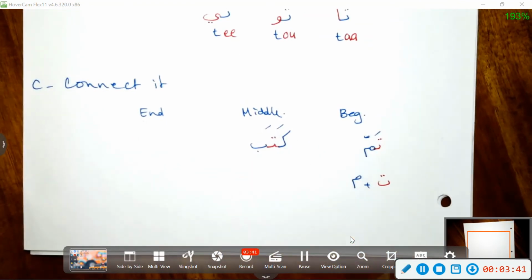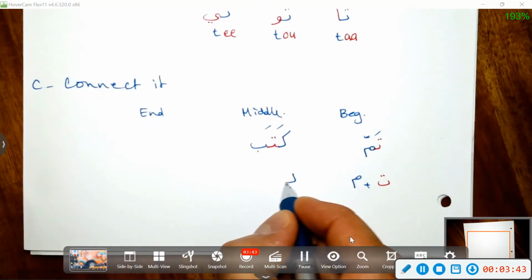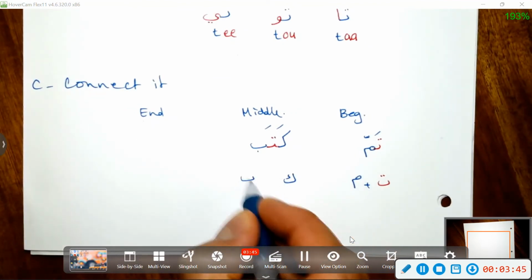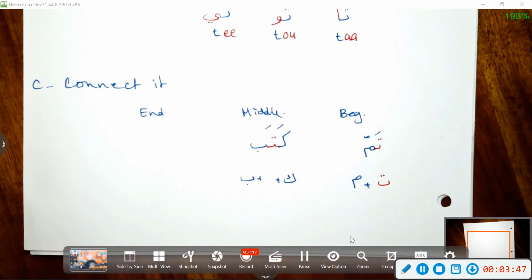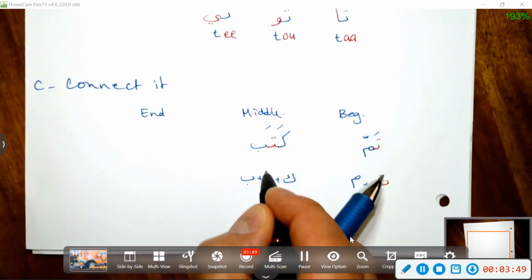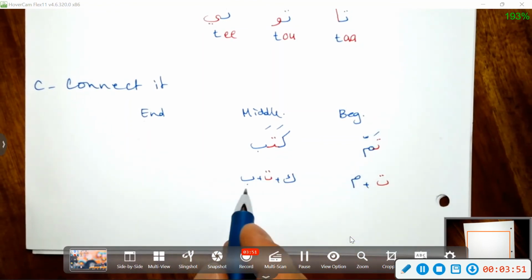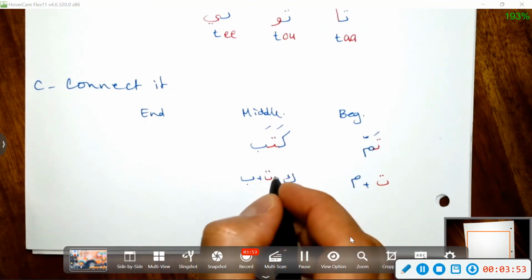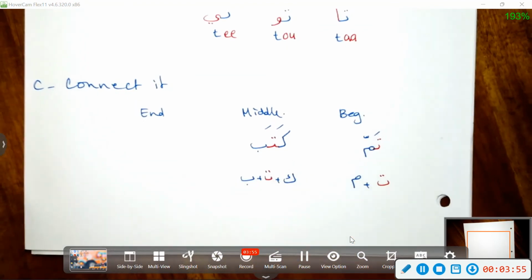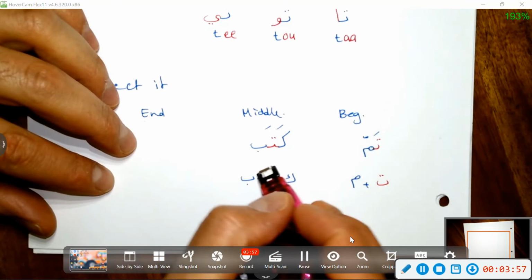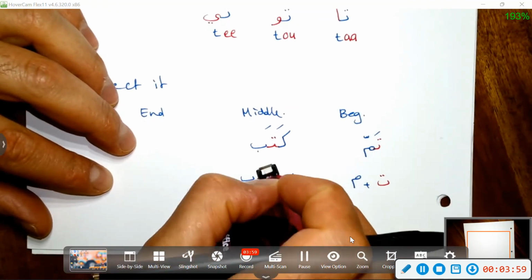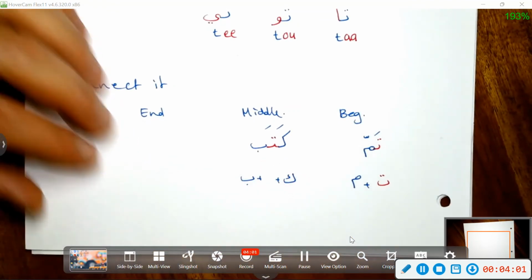Kataba. Kaf plus ta plus ba. I should have written the ta a little bit bigger. It should be a little bit wider compared to the other letters.